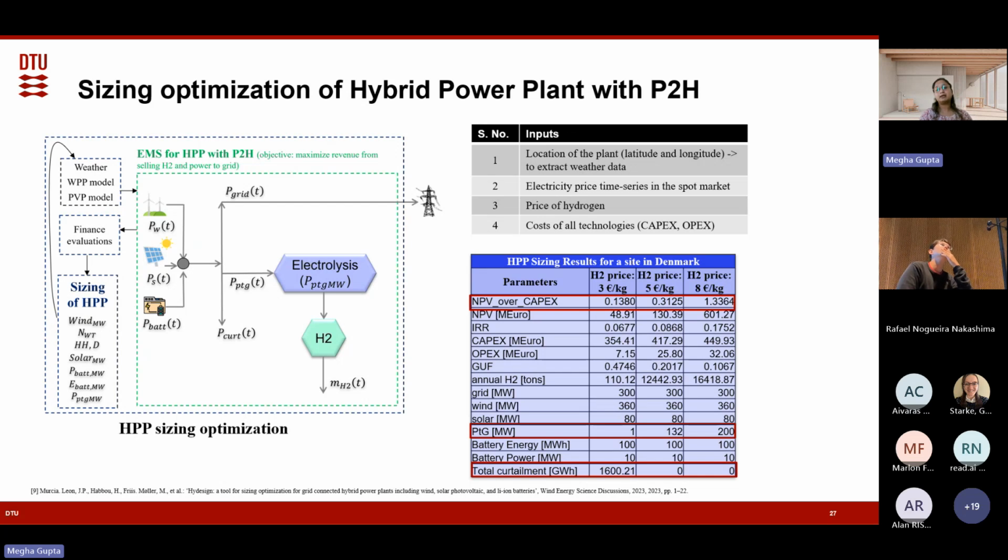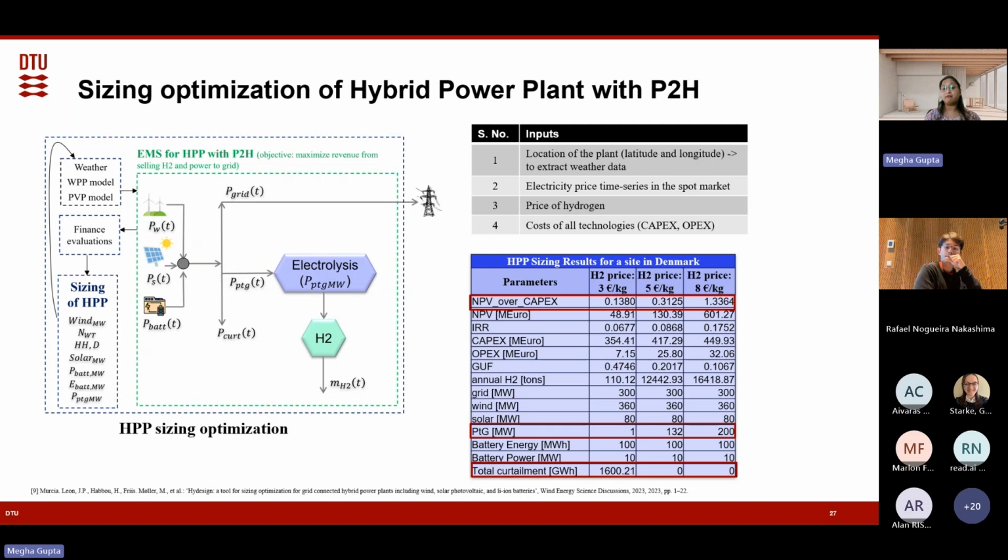But when this price increased to 5 euros per kg, the electrolyzer capacity is also increased. It increased to 132 megawatt. And we can see that there is no curtailment here in this case. And when the hydrogen price is 8 euros per kg, the profitability has increased multifold, and P2G has also reached 200 megawatt of capacity. But in this case, again, the grid utilization factor, which is GUF, has reduced a lot.